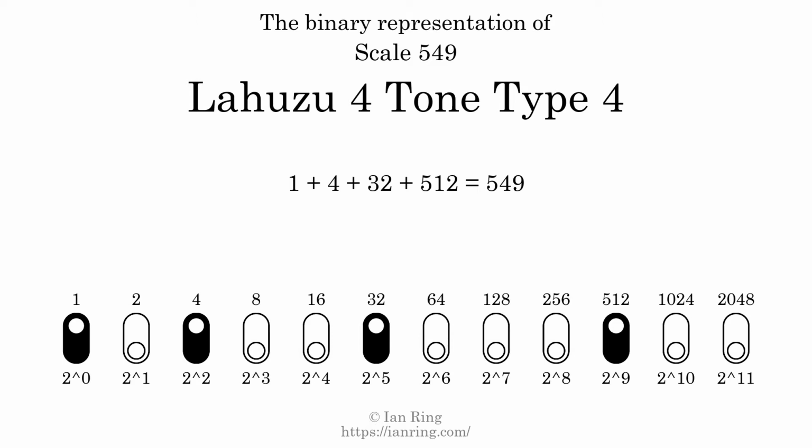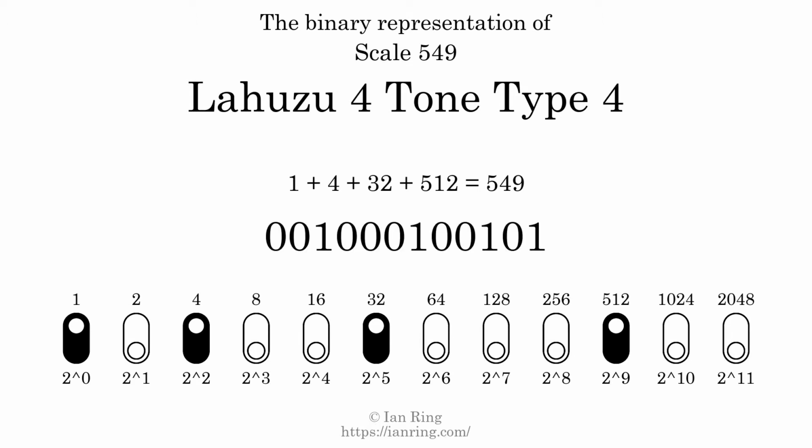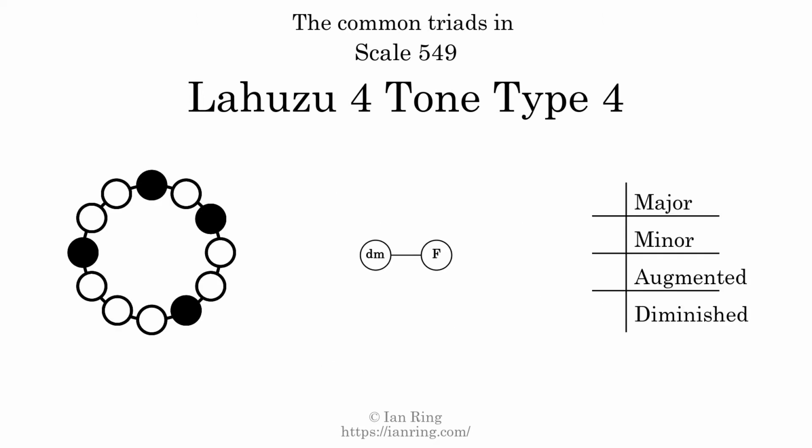The scale number not only enumerates the scale with a unique index, but it also literally describes the tonal content of the scale. Represented as a binary number in base 2, the scale number is 001000100101. Here are the common triads present in this scale.